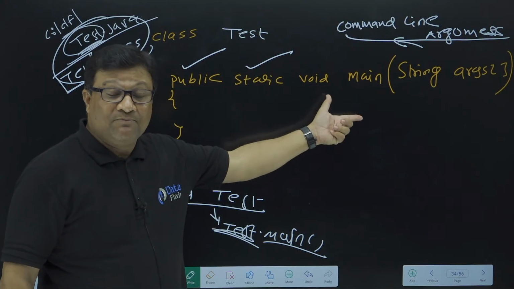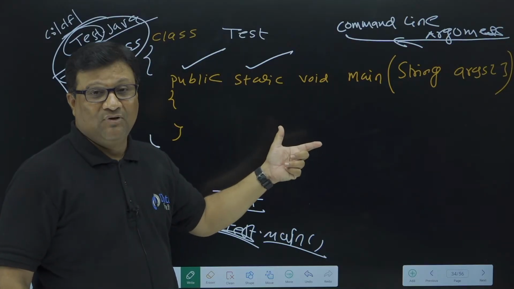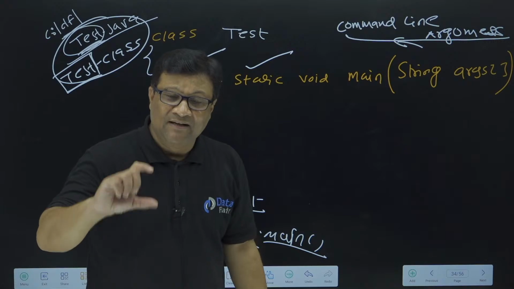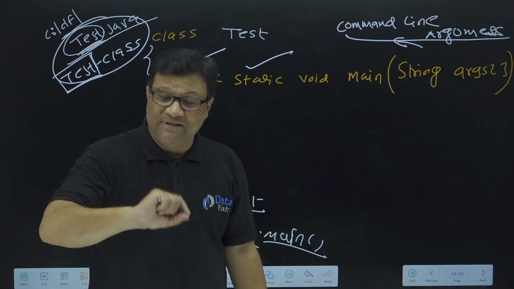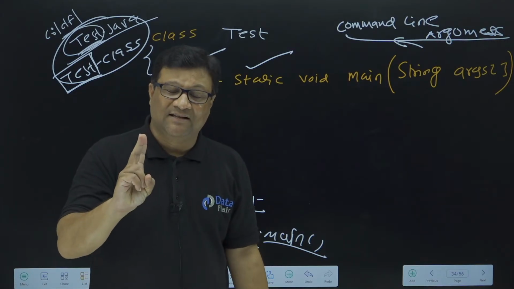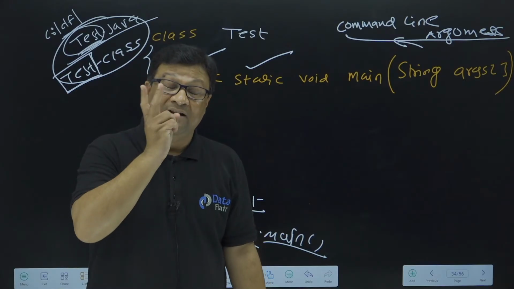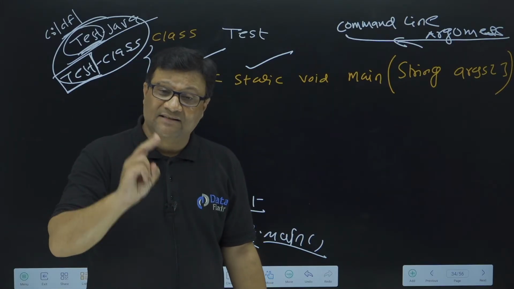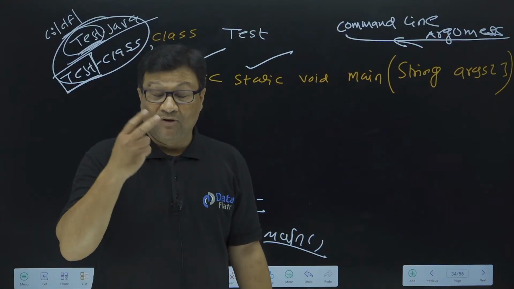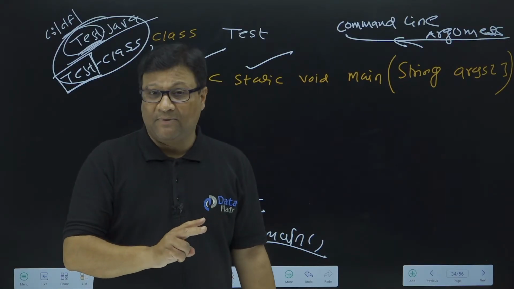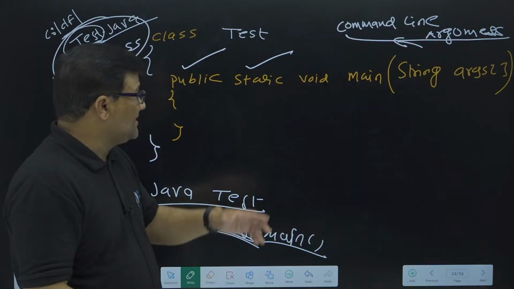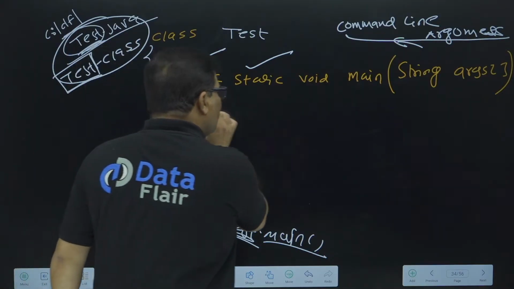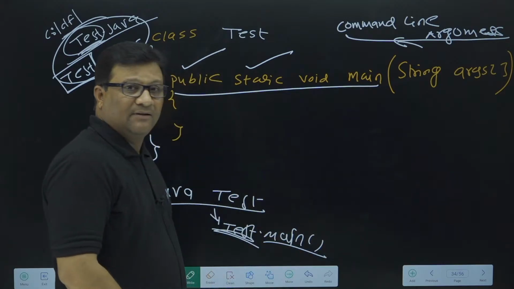JVM accesses this main by class name, because this main is a member of a class. If anyone wants to access a method of a class, there are two ways: either after creating an object, or by class name. JVM always calls the main method with the class name, and that's the reason we make this method static. So I hope you now have clarity on public static void main.